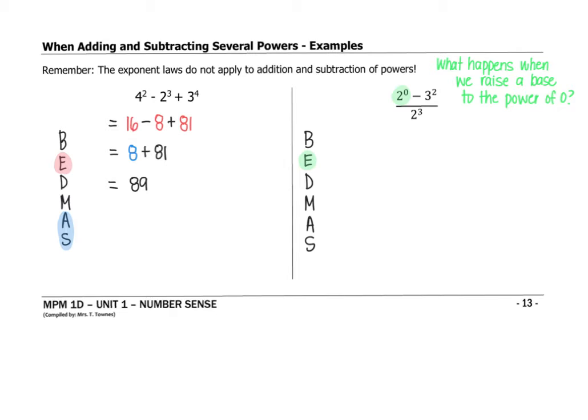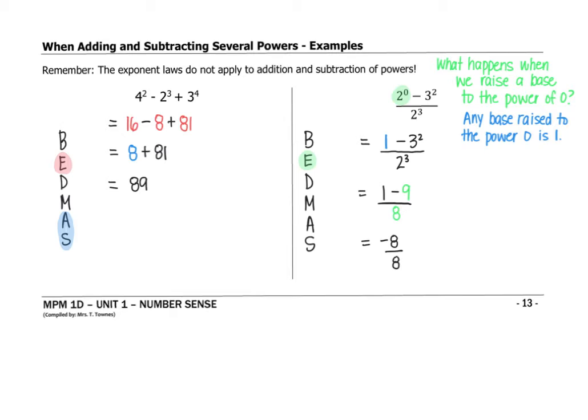So you probably found that when you raise any base to a power of 0, you're going to get 1. So 2 to the power of 0 will be 1, and we'll subtract from that 3 to the power of 2 and divide that by 2 to the power of 3. So that's going to simplify to 1 minus 9 divided by 8, and that will give us negative 8 divided by 8, which will be negative 1.